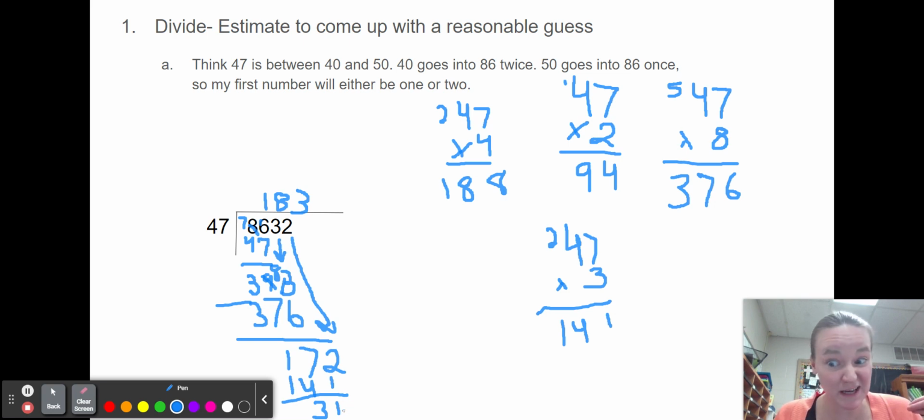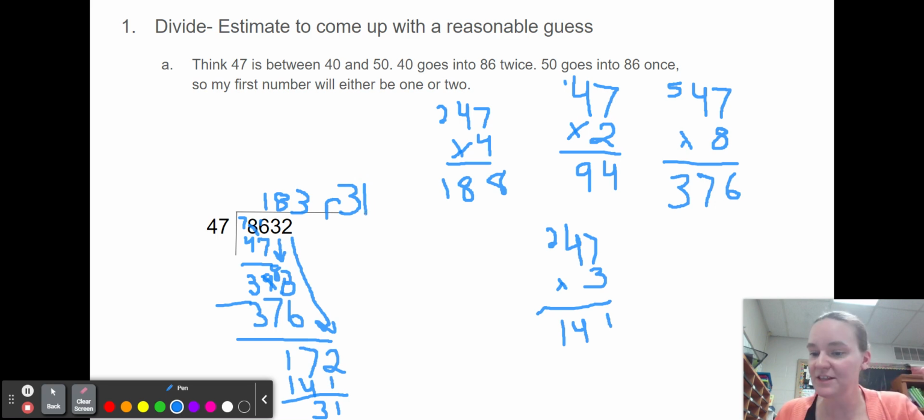Again, it's a big remainder, but is it okay? Yes, because my divisor is 47. So it has to be smaller than your divisor. So my answer is 183 remainder 31.